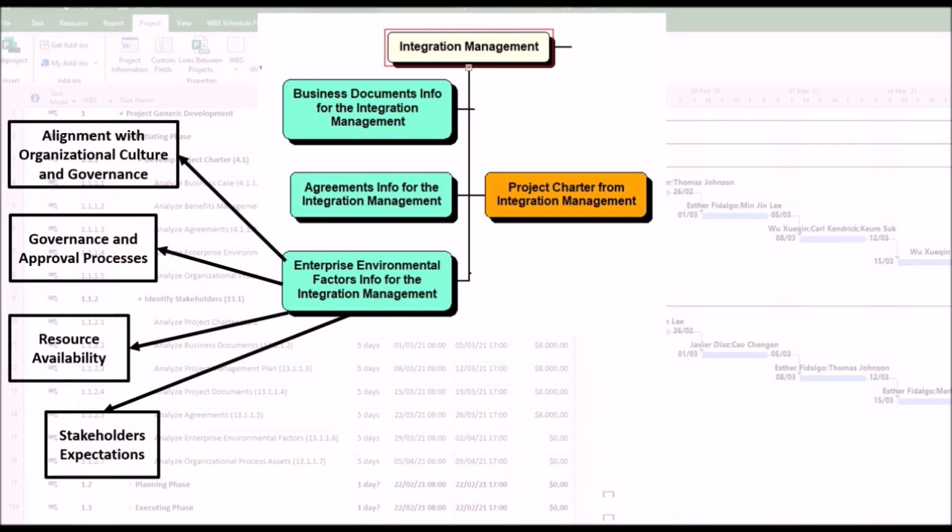4. Stakeholder expectations. Enterprise environmental factors such as organizational culture, stakeholder risk tolerance, and market conditions influence stakeholder expectations. These expectations are documented in the project charter to ensure alignment and buy-in from all parties involved.